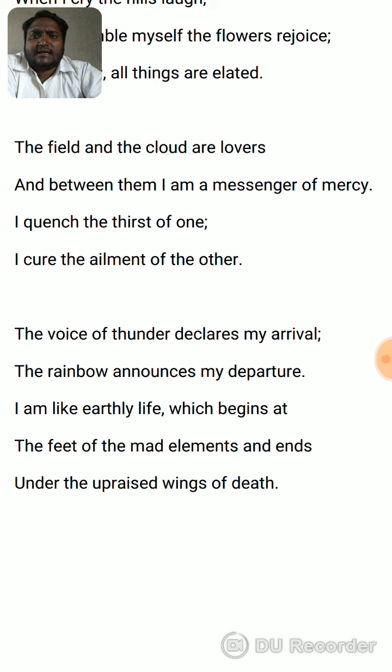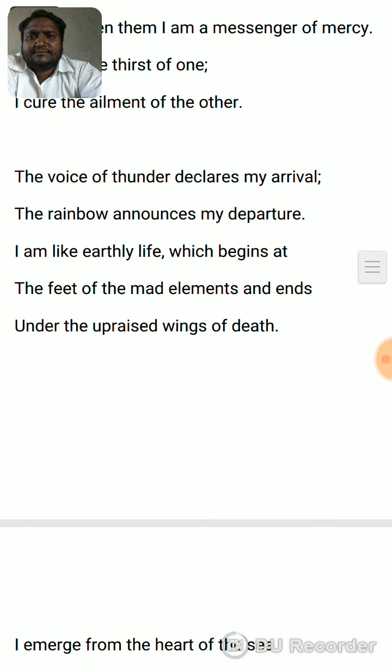I quench, I cure. This is anaphora. But if we see, I quench the thirst, cure ailment, these are contrasting words. So, I quench the thirst, I cure the ailment. This is an example of antithesis. Now once again in line number 3, I quench the thirst. So this is an example of alliteration. Let us go to the next stanza.